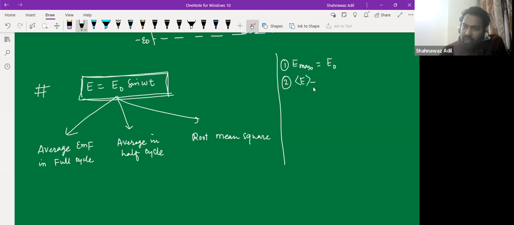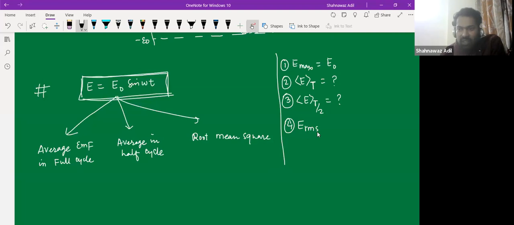And in full cycle, this we are going to calculate. And then we have E average in half cycle. This we are going to calculate. And fourth one is this, E RMS. Right, root mean square.